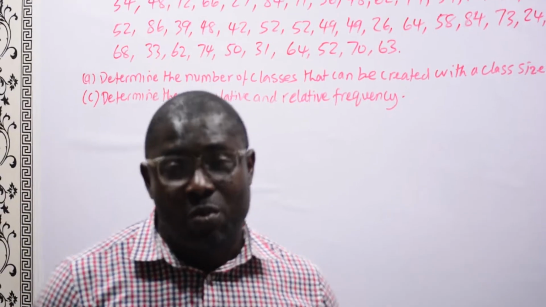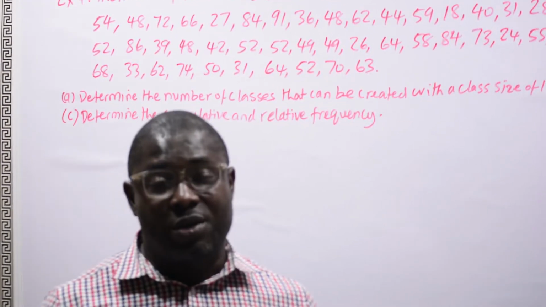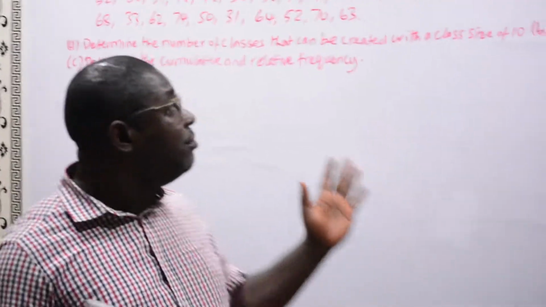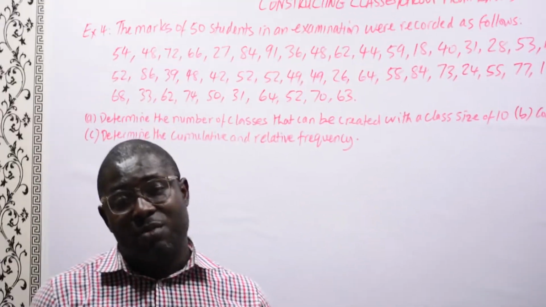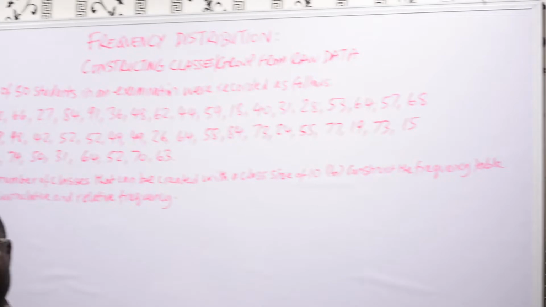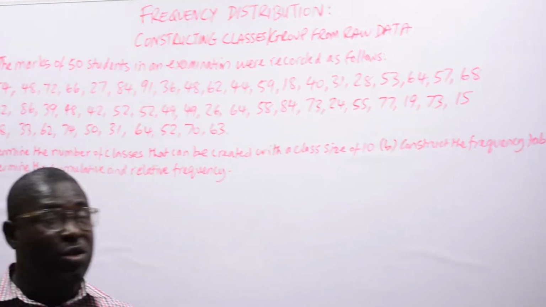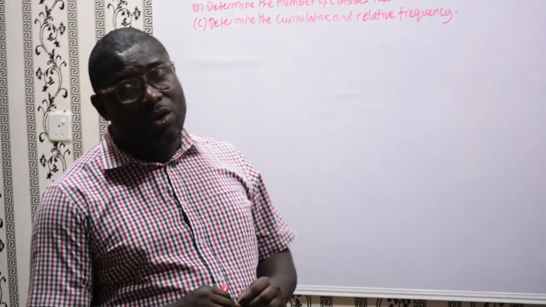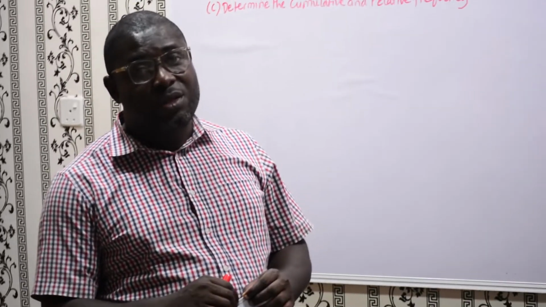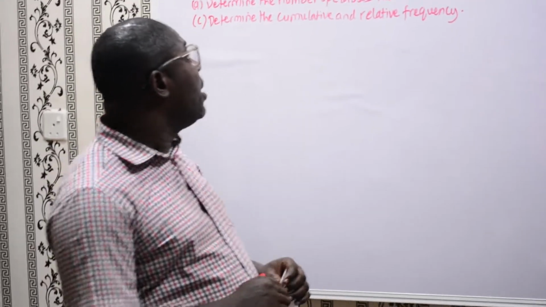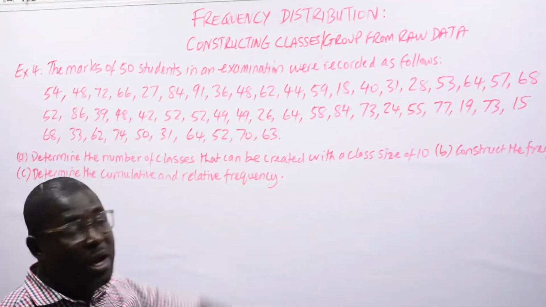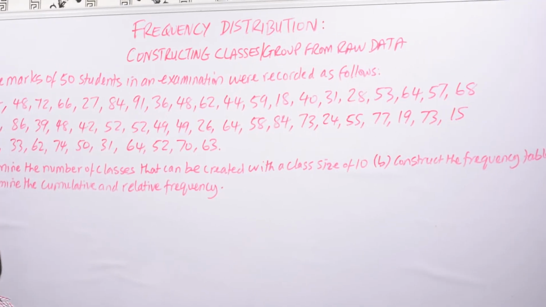What you can see on the board before I walked in was a rather clumsy kind of array of data. And as you can see on the board, we're going to go a step higher in constructing a frequency distribution table. Here we're going to learn how to construct classes and groups from raw data.